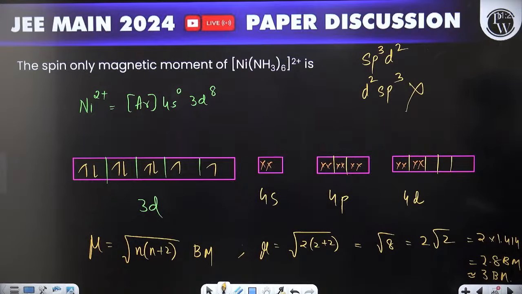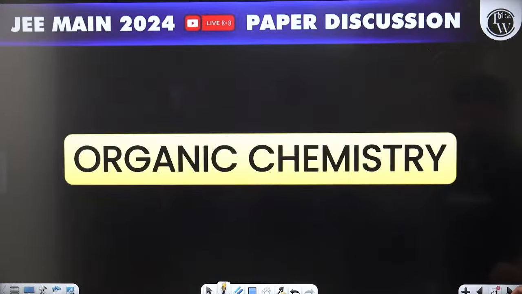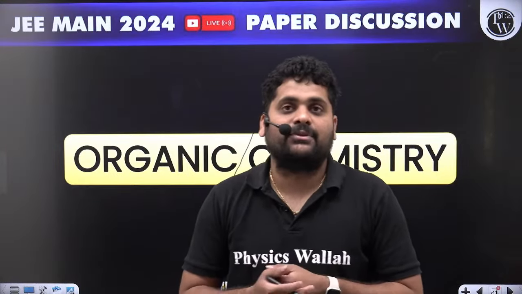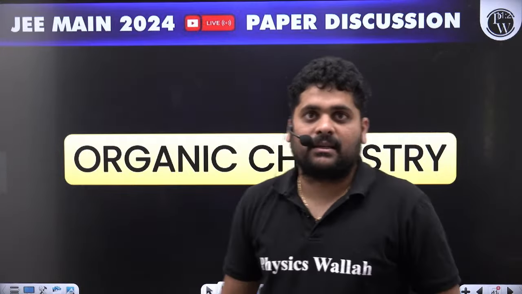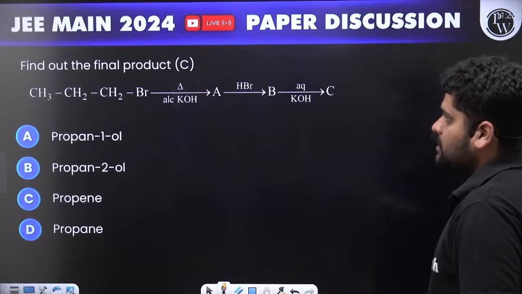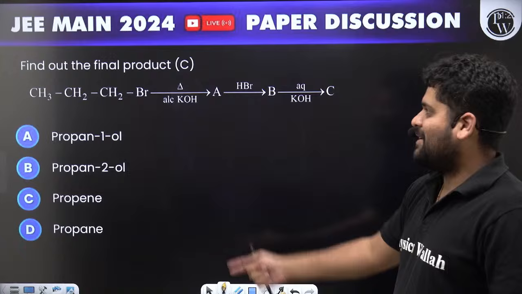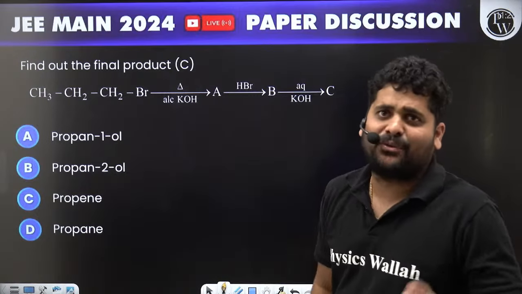Okay, right. Now, next one. Next question. After this, we have organic chemistry. We have completed our inorganic chemistry. Now, we have to start organic chemistry. Right. So, the first question, NCERT textbook, we have a haloalkane with alcoholic KOH.